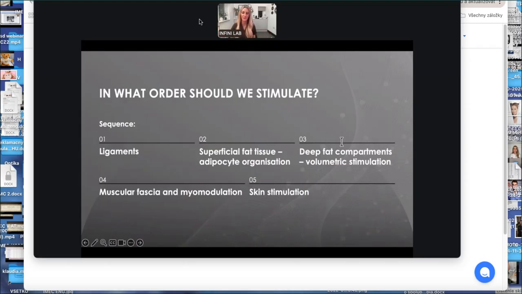So how to start? Usually when we have this kind of chat, everyone's saying, okay, where do we start? For me, ligaments are the most important, and we're always supposed to start with the ligaments. Even if we start stimulating fat compartments, that might not be the best way if the ligaments are all over the place and the compartmentation of those pads cannot be held, because the ligaments are really struggling. So first ligaments, then superficial fat tissue, then deep fat compartments, muscles, and skin stimulation.